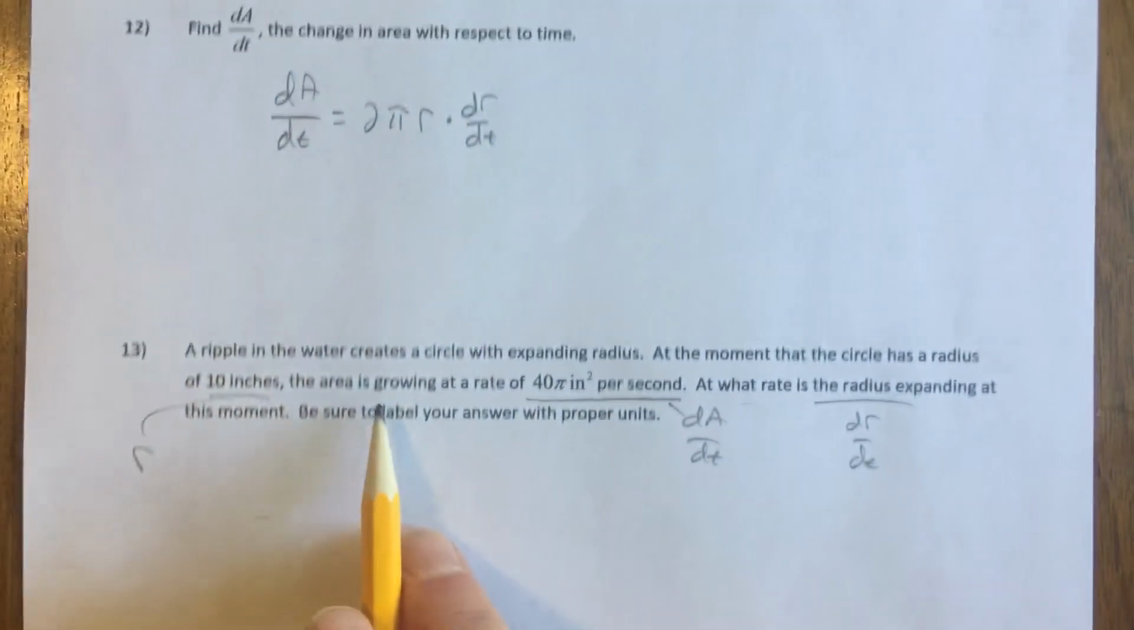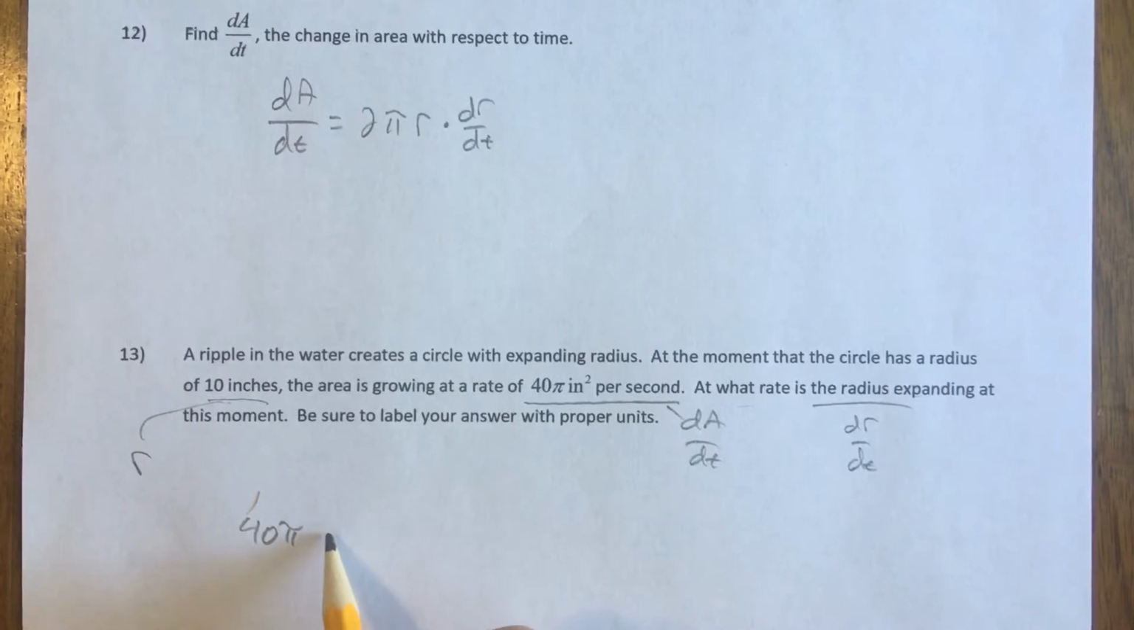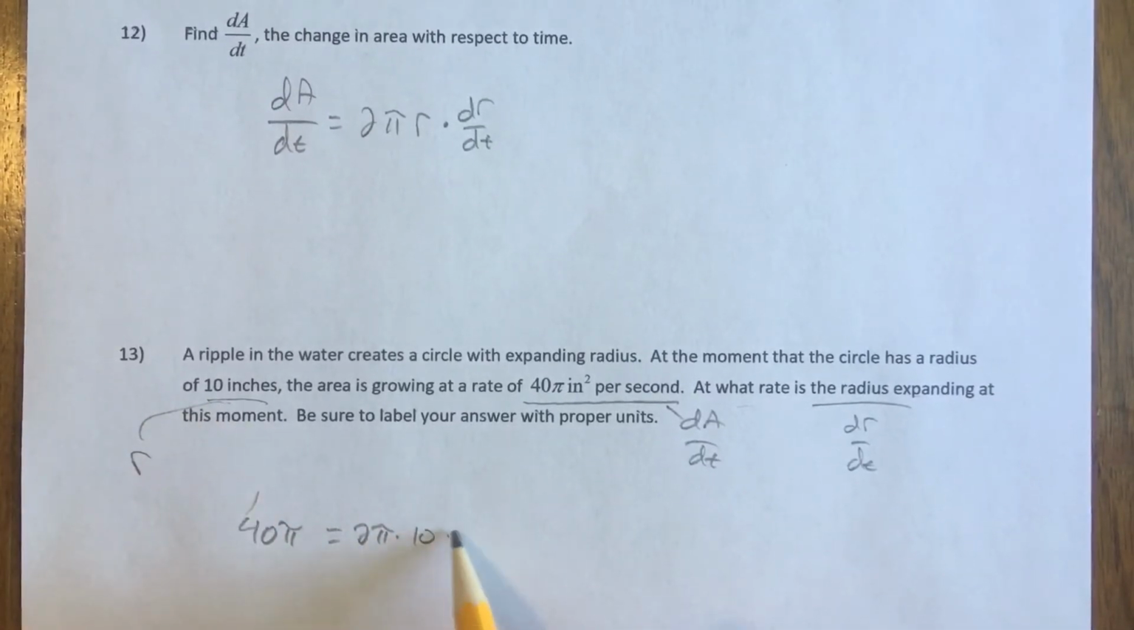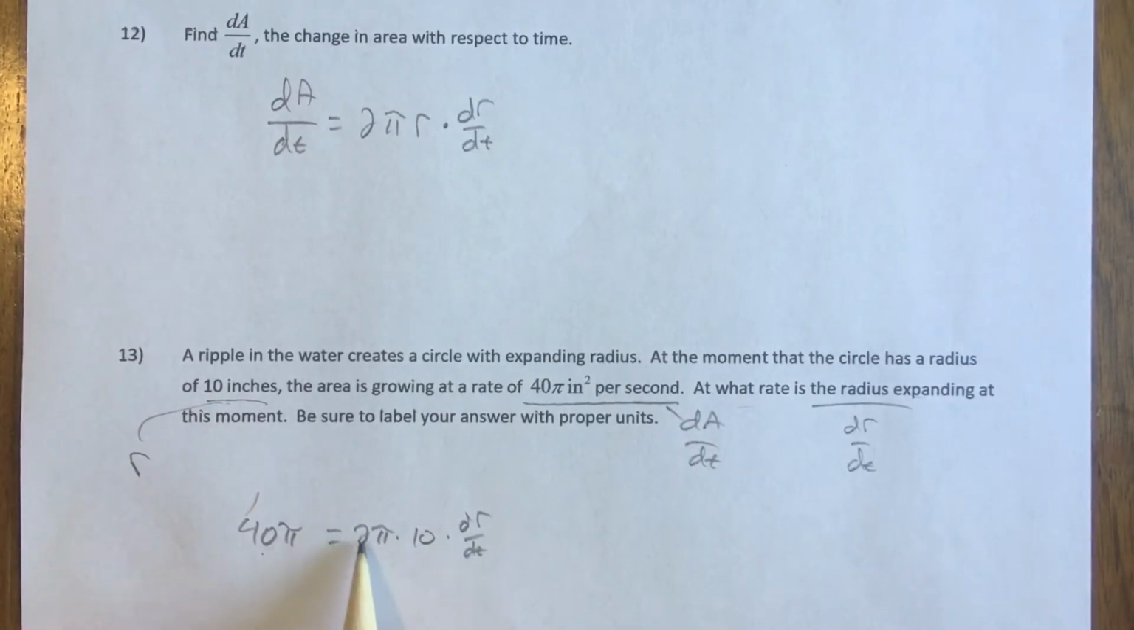So we have our formula up here. Let's put these things in. We're going to have 40 pi equals 2 pi times the radius 10 times dr/dt. So this is going to be 40 pi divided by 20 pi, which will give us 2.